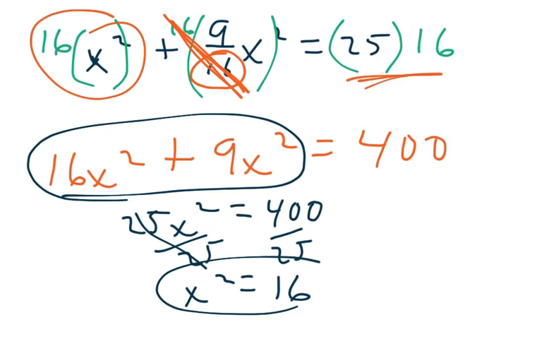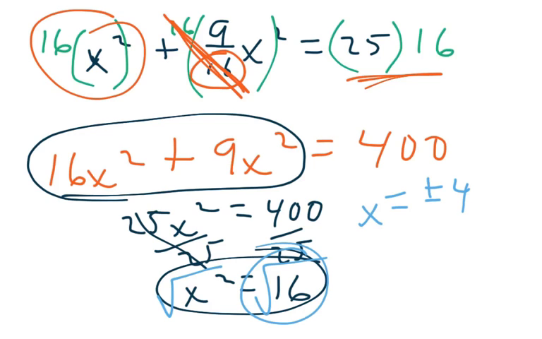And if x squared is 16, we're now going to do a square root on both sides, and x is going to be positive or negative 4. Don't forget, guys, with square roots, we're always going to have a positive and a negative answer. So we have two answers here, plus and minus 4.